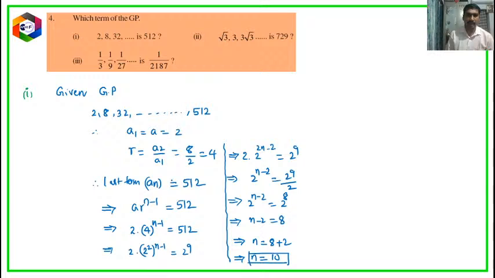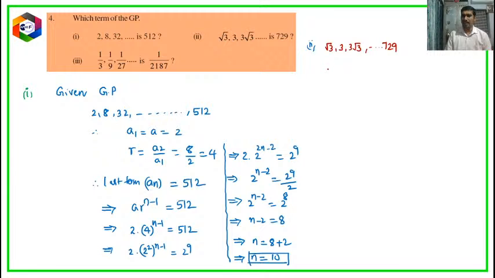Okay, yes. Now we will move to the next question, and this is also important regarding calculation, to some extent different compared with the previous question. So the question is: root 3, 3, root 3, and so on, up to 729. Now here we have to calculate 729 is which term.